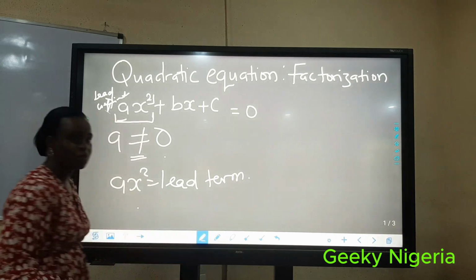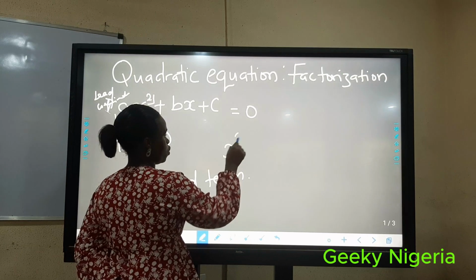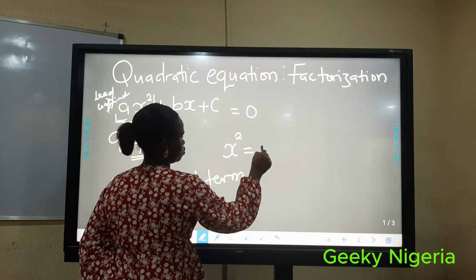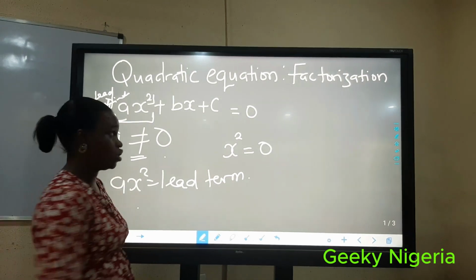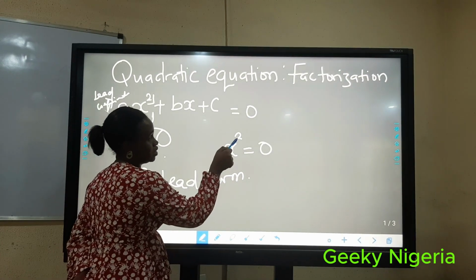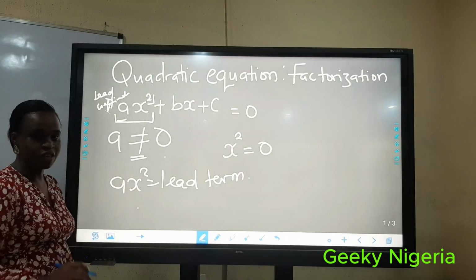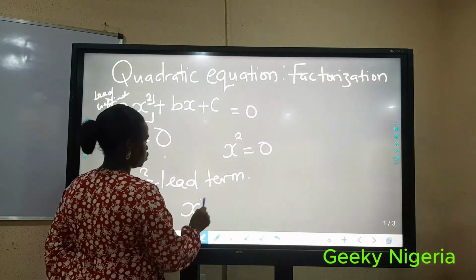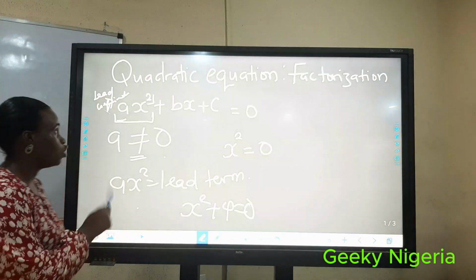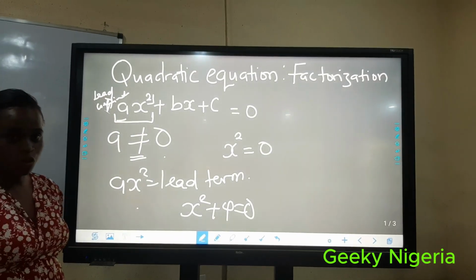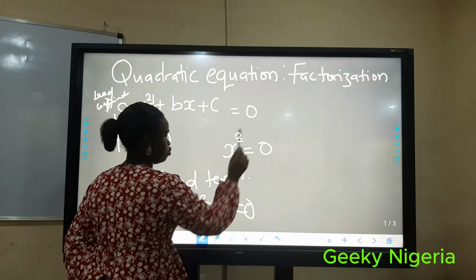Alright? So it means if I have an equation like this, x squared is equal to 0, this is a quadratic equation. Why? Because the lead term has the highest exponential as 2. So this is a quadratic equation. If I have x squared plus 4 is equal to 0, this is also a quadratic equation. So as long as the highest power is 2.